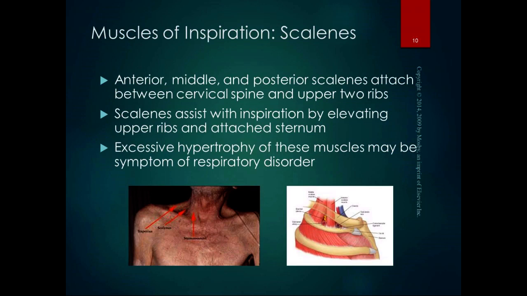The scalenes, because they attach to the ribs, the anterior, middle, and posterior scalenes, can assist with inspiration by elevating the upper ribs and the attached sternum. In people who have chronic respiratory disorders, you can see excessive hypertrophy of the scalenes and sometimes the sternocleidomastoid.